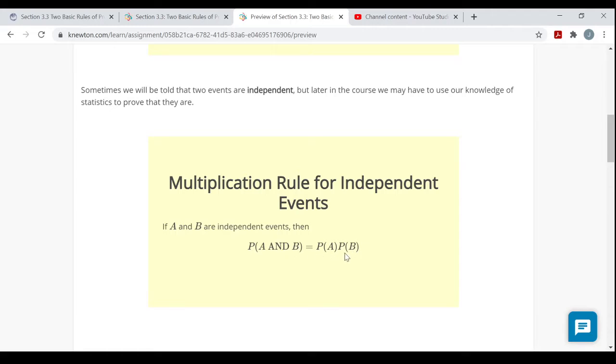This also came up in section 3.2. Here was one way you could show that two events were independent. If events A and B are independent, then the probability of A and B happening at the same time will simply be the product of the probability of A and the probability of B. So I'll write that up on some paper, and we'll refer back to it when we look at some problems.